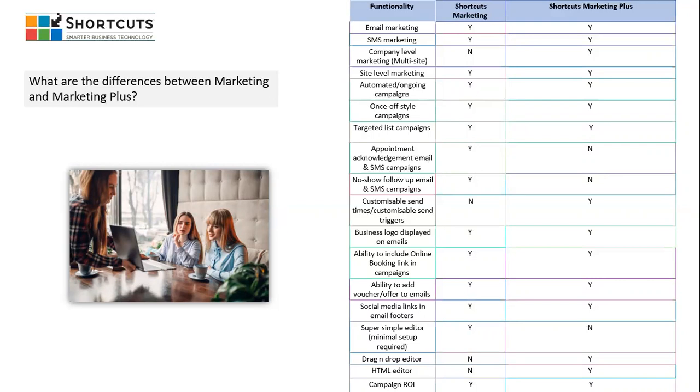Business logo displayed on emails. Yes, of course, it's on both of those. Ability to include online booking link. Yes, absolutely. That is in both. You'll also notice in Marketing Plus, again, we've done all of the hard work for you. We've put the imagery in there for the online booking. Add voucher and offers to email. Yeah, absolutely. Goes without saying we can do that across both. Social media links and email footers. Yeah, absolutely.